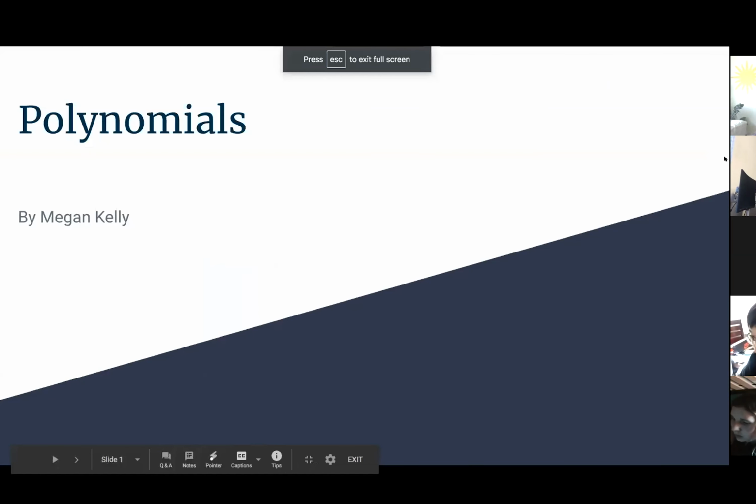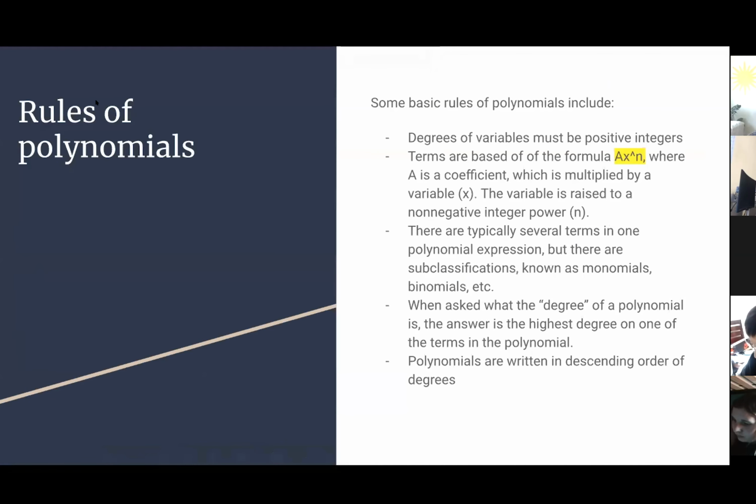So I'm Megan, and this is my presentation about polynomials. The rules of polynomials include that the degrees of variables must be positive integers, and the terms are based off of the formula a times x to the power of n, where a is a coefficient, which is multiplied by the variable x, and then the variable is raised to a non-negative integer power. And there are usually several terms in one polynomial expression, but there are also subclassifications like monomials, binomials, trinomials, etc.